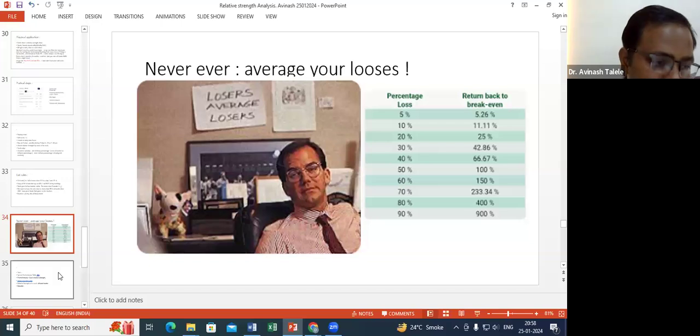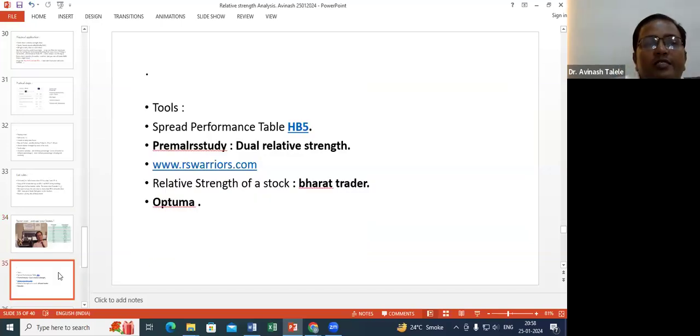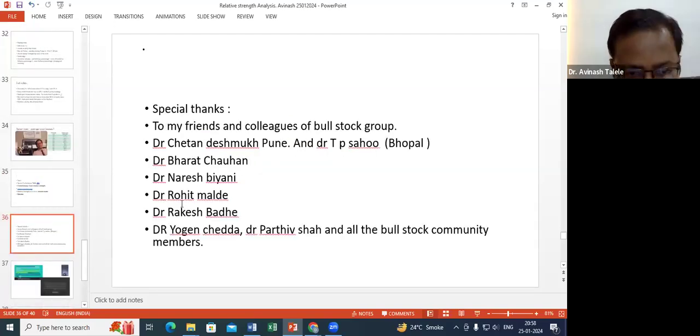Look at the new script. So the tools that I told you is dual relative strength, and this is a website of our community, rswarriors.com. And relative strength of the stock, one of the indicators which has been built by Bharat Trader. And optimize the software that I use for detailed analysis and to micro dissect some of the data.